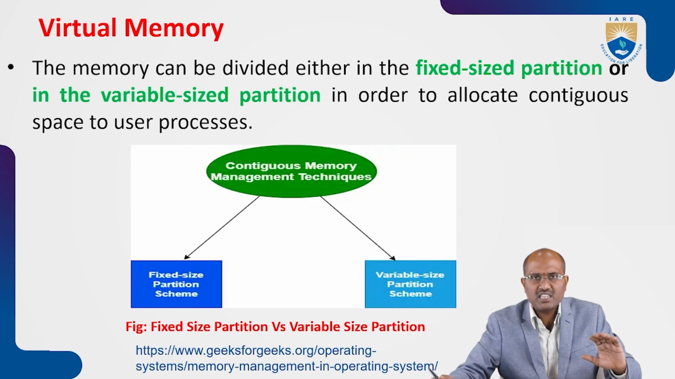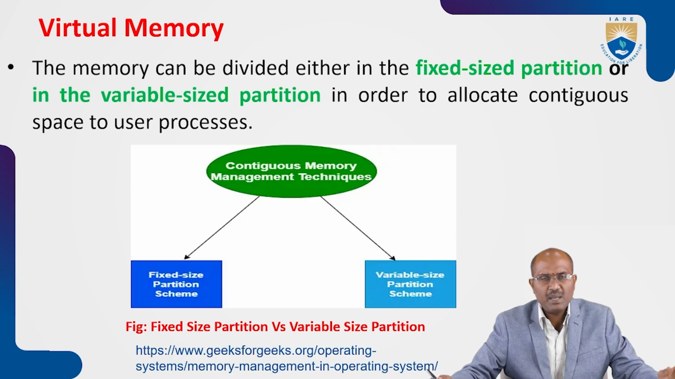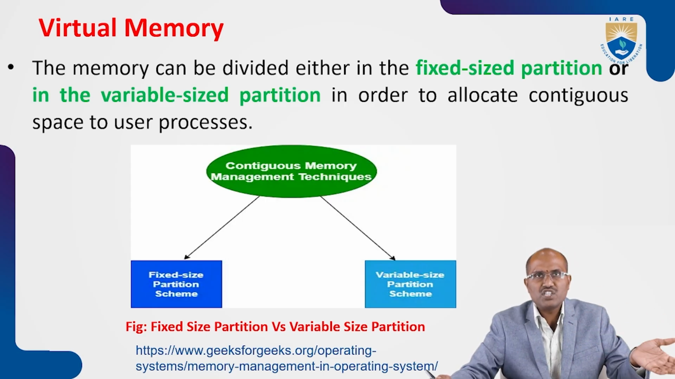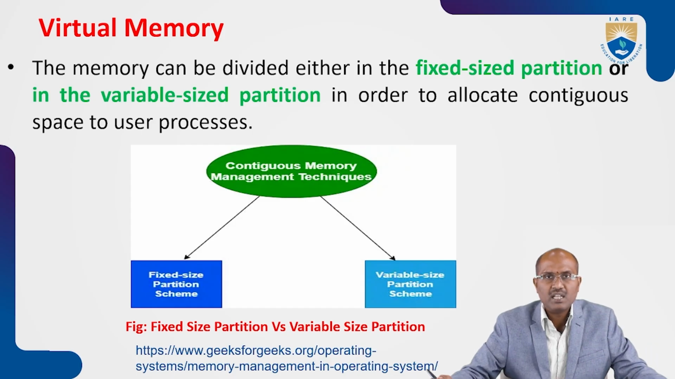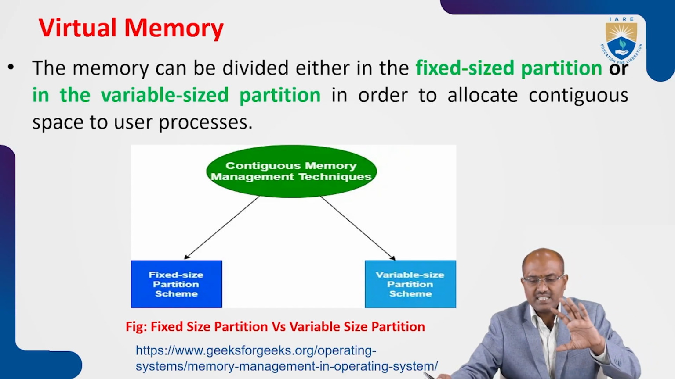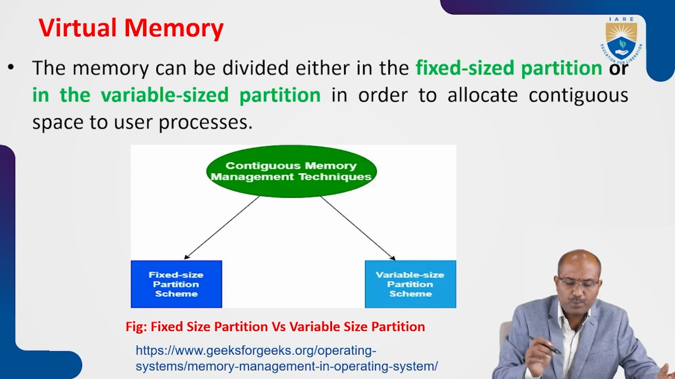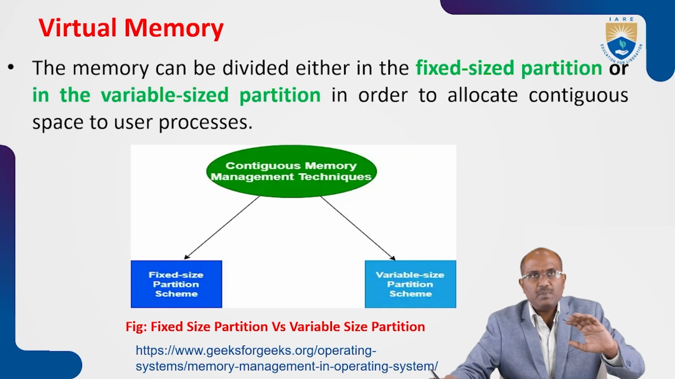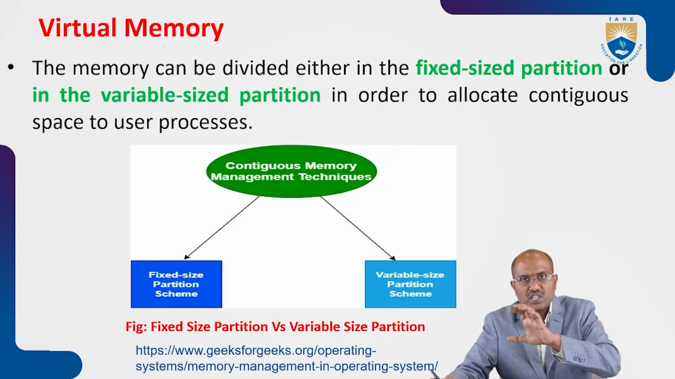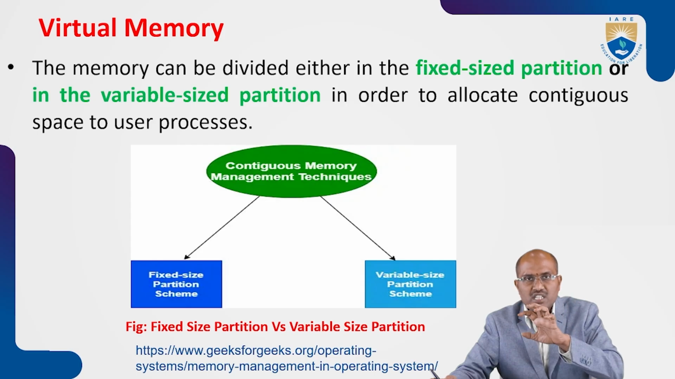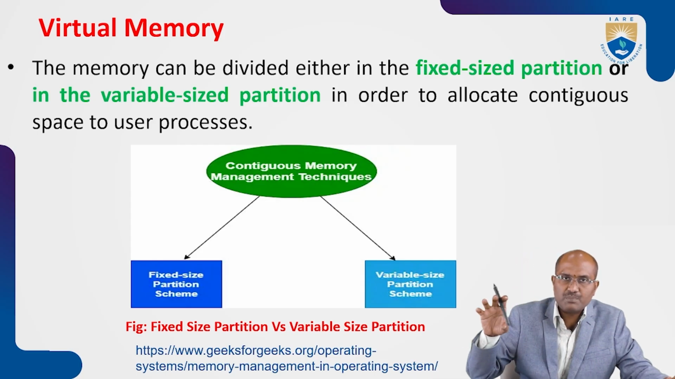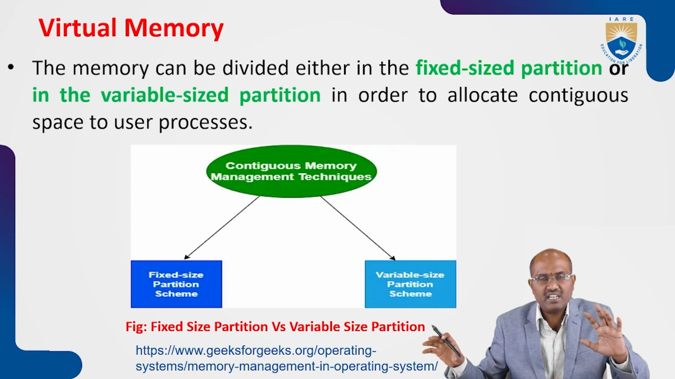Page replacement algorithms, everything comes under memory allocation. This is contiguous memory allocation, with fixed size partitions and variable size partitions. The memory can be divided either in a fixed size partition or a variable size partition in order to allocate a contiguous space to the user processes. Fixed size partitions include paging and framing. Variable size partitions come under segmentation.